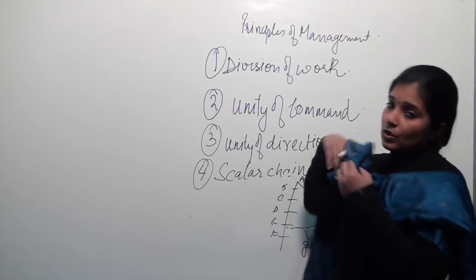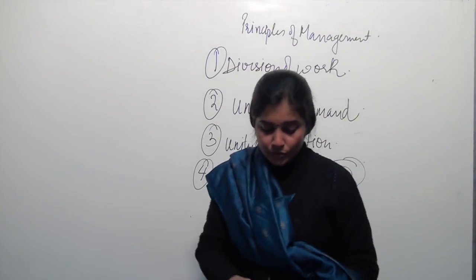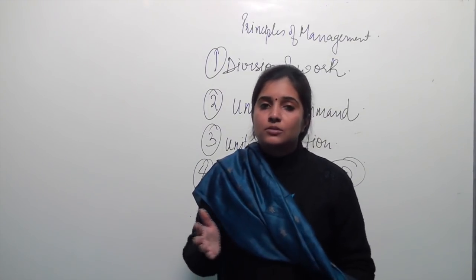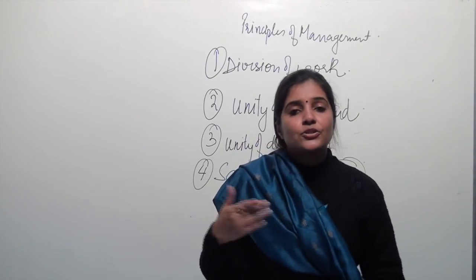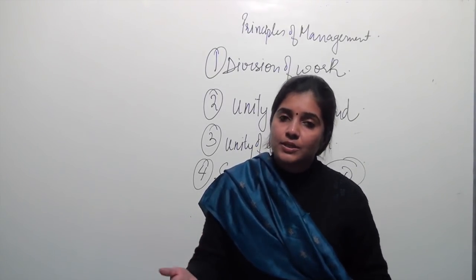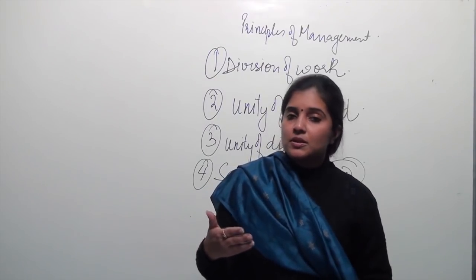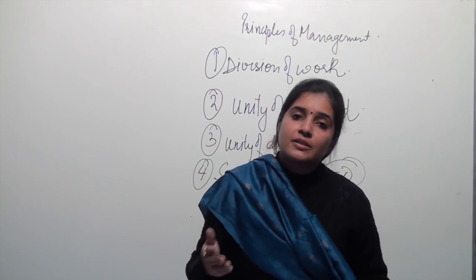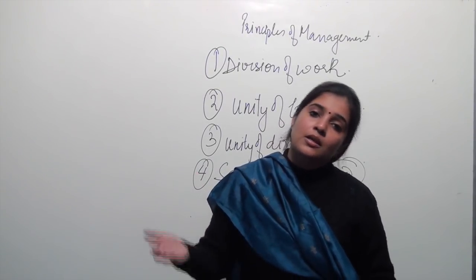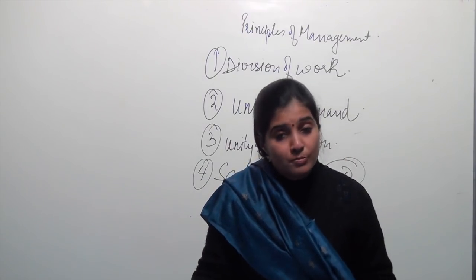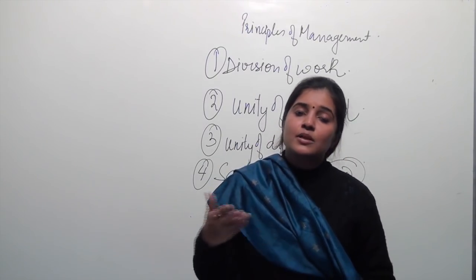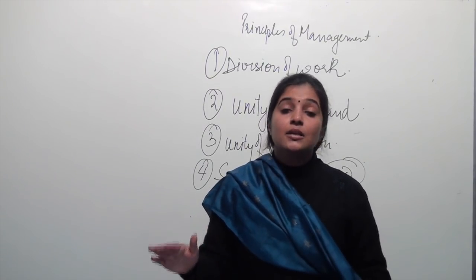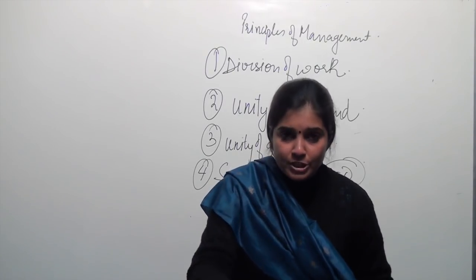Now, after this, another principle I'm going to talk about is authority and responsibility. What is authority? Authority is the right to give orders and to get the work done. And responsibility is a corollary of authority. Along with authority comes responsibility. I can delegate the authority, but I cannot delegate the responsibility.